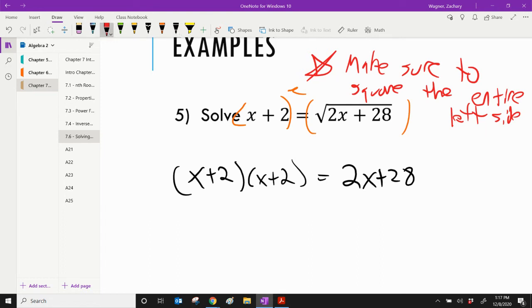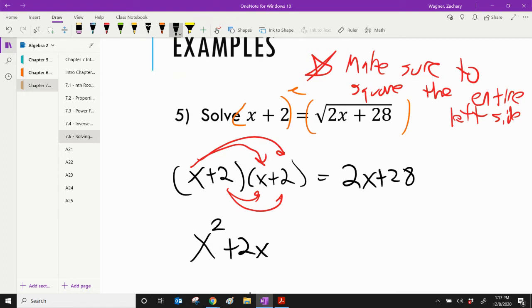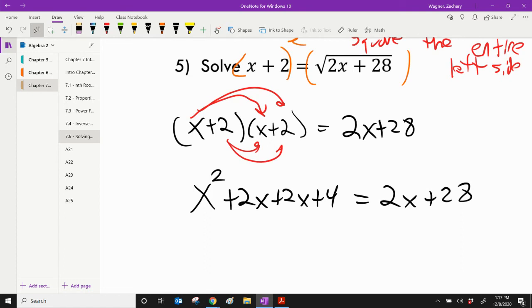From here, distribute. What this turns into: x times x is x squared. X times 2 is plus 2x, plus another 2x, plus 4. Just like that. I'm going to combine these two. Get x squared plus 4x plus 4. At this point, combine all your terms. We'll be solving a quadratic.